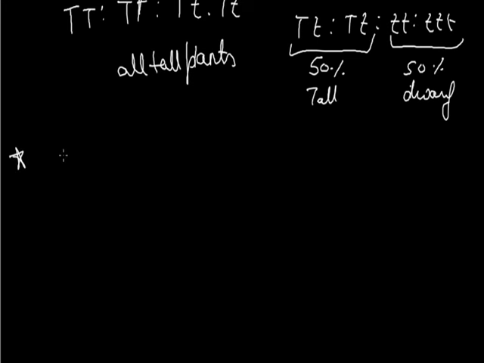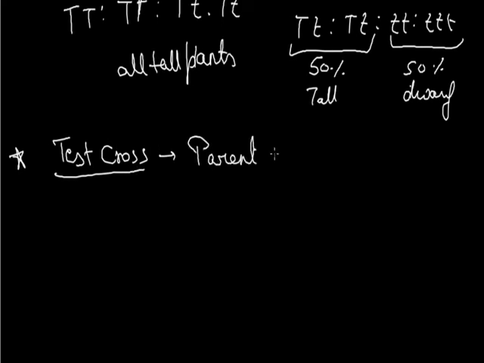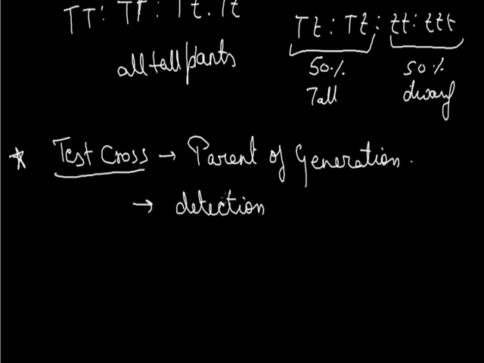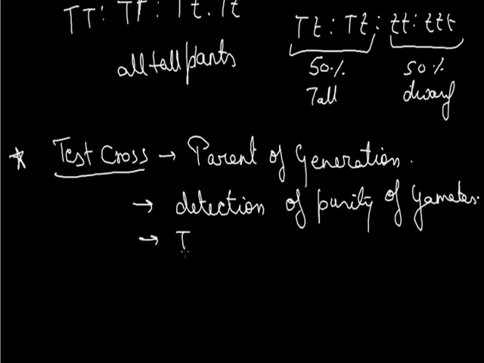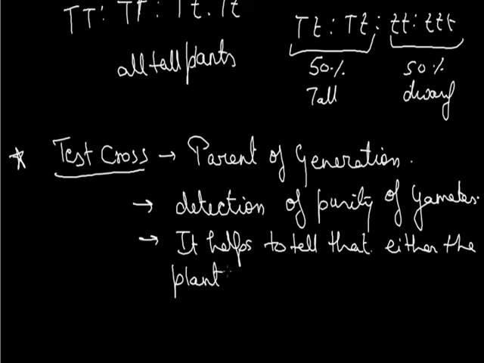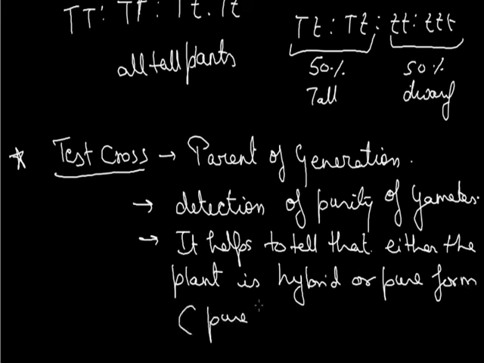There are some advantages of test cross. Test cross is able to check the genotype of the parent of the generation. It helps in detection of purity of gametes. It helps to tell whether the plant is hybrid or pure form, or you can say for the detection of pure line we can use test cross.